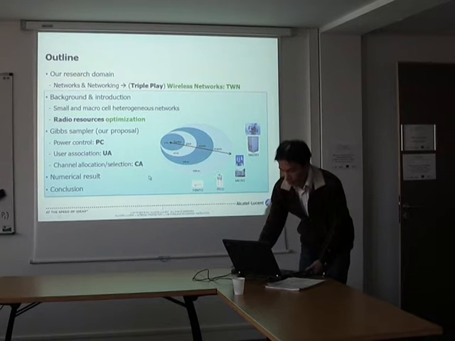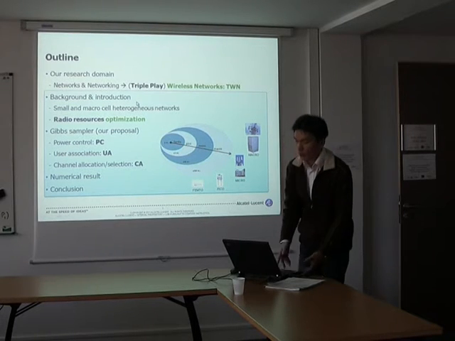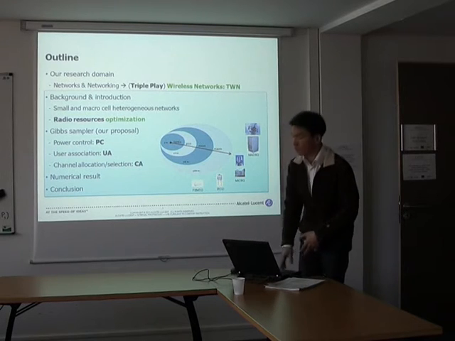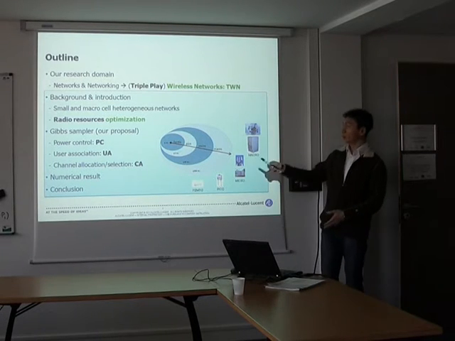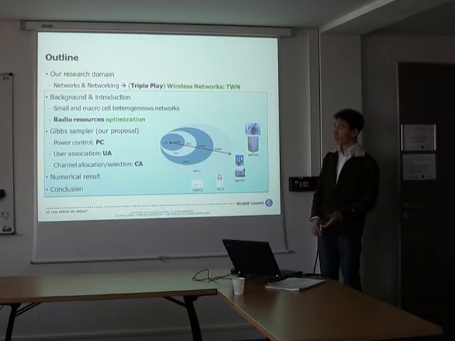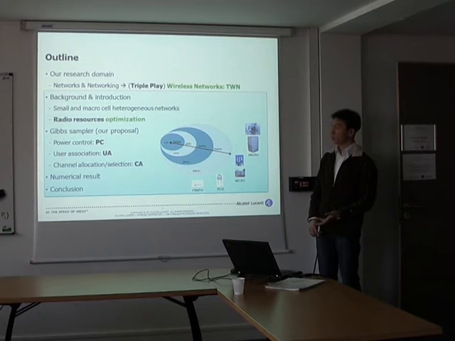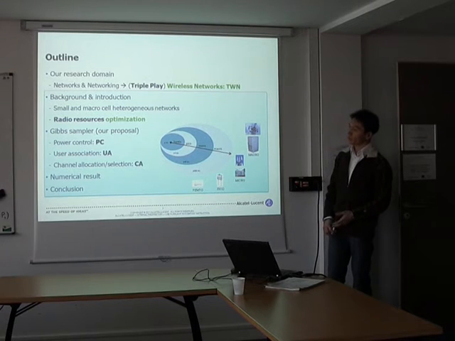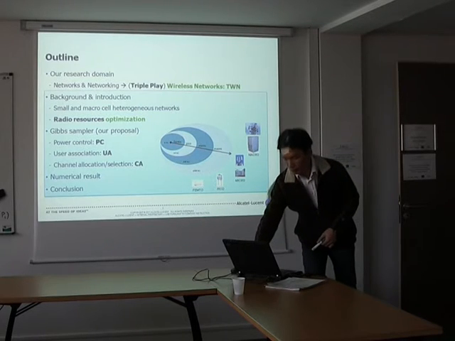And then I will go into the details of this talk. First, the background introduction for small and macro cell networks, and it's mainly about the radio resource optimization. The tool we use in this work is Gibbs sampler. I will go into the details for power control, for user association problems, and channel assignment, allocation or selection, people will say. And finally, I will show you some numerical results and the conclusion. So this is the scope of this talk.